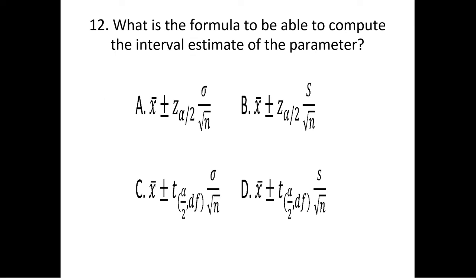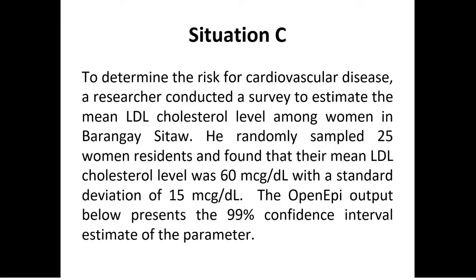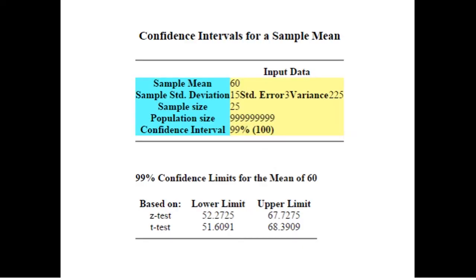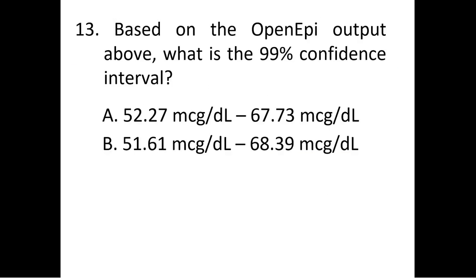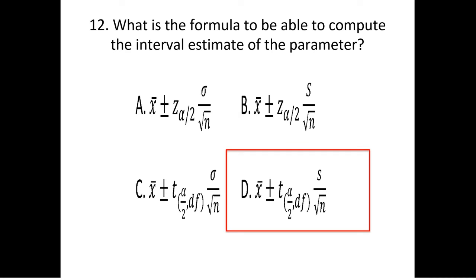Okay, for number 12, what is the formula to compute the interval estimate of the parameter? We do know that what we're estimating is a mean. Now, we only need to ask ourselves, is the population variance known or is it unknown? Going back to the problem, it says there that he sampled 25 residents and got a standard deviation of 15 micrograms per deciliter. If he got his standard deviation from the sample, then this is a case of population variance unknown, because he computed his SD from a sample. So the correct formula to use would be D: X bar, sample mean, plus minus the t-deviate, multiplied by S, sample standard deviation, divided by square root of n, your sample size.